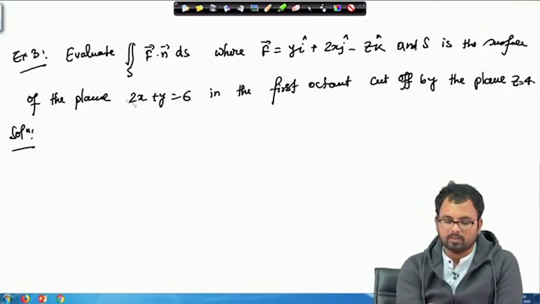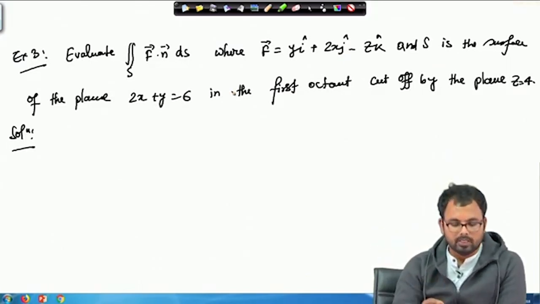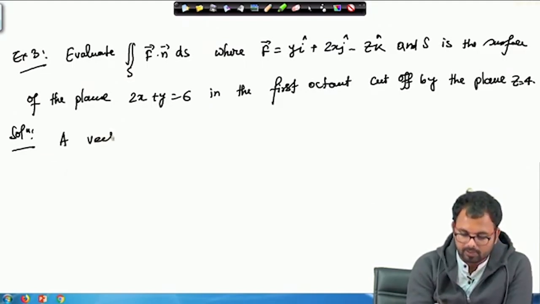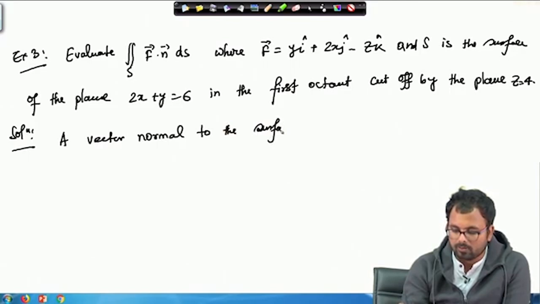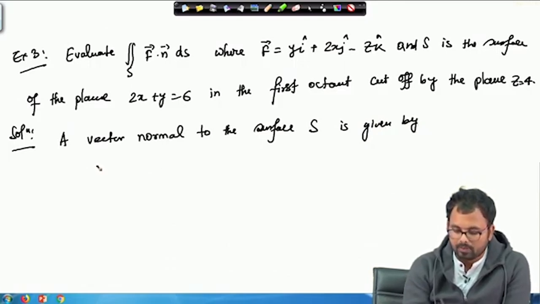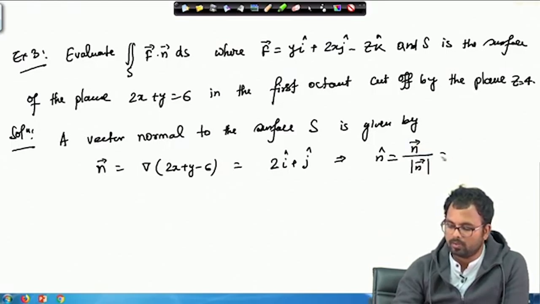So here we have a given vector function actually, and S is the surface of the plane in the first octant, cut off by the plane z equals 4, right? So that's the given equation of the surface. So now, first of all, we will calculate the normal. So a vector normal to the surface S is given by, let's say n equals gradient of 2x plus y minus 6. So this is ultimately 2i plus j, and therefore from here our unit normal is n by mod of n. So this will be (2i plus j) by square root of 5, right?